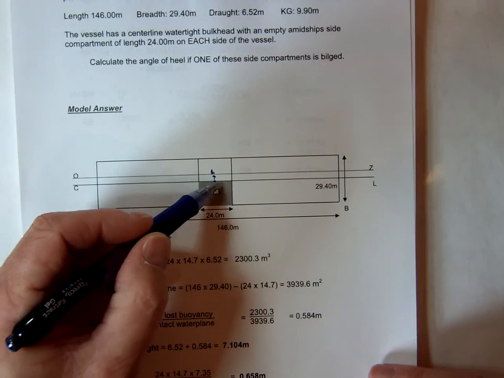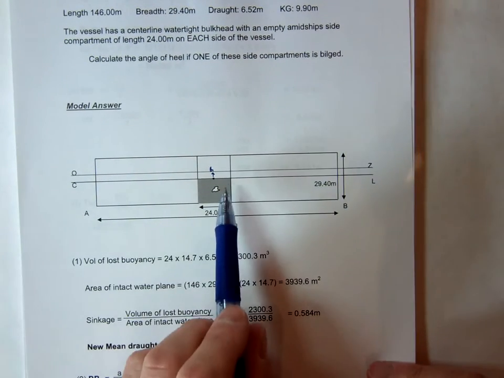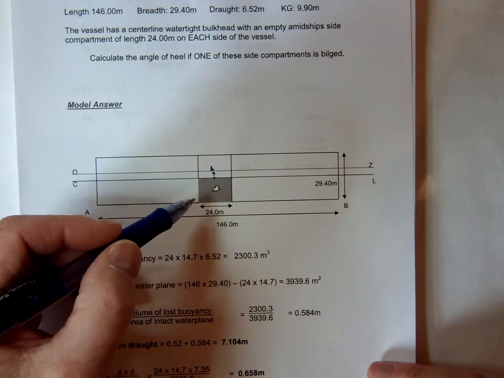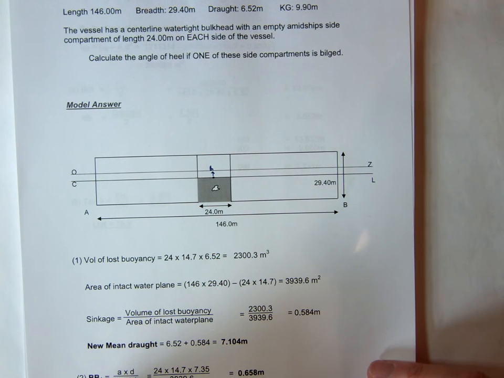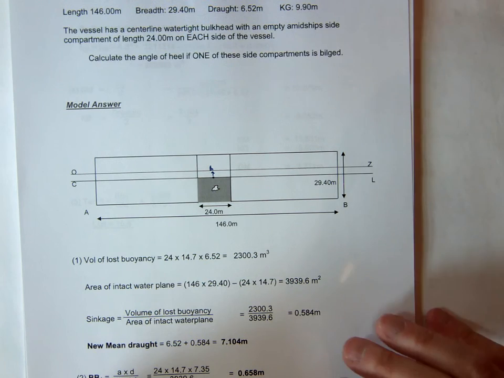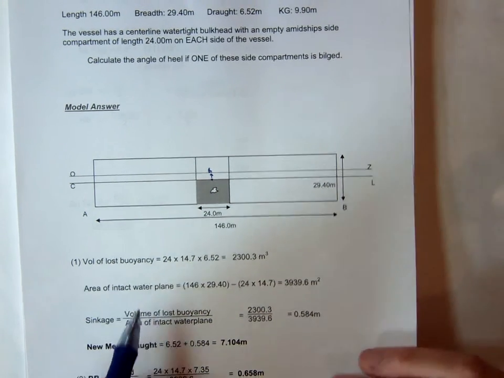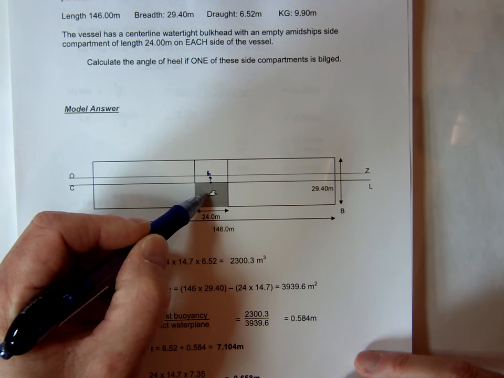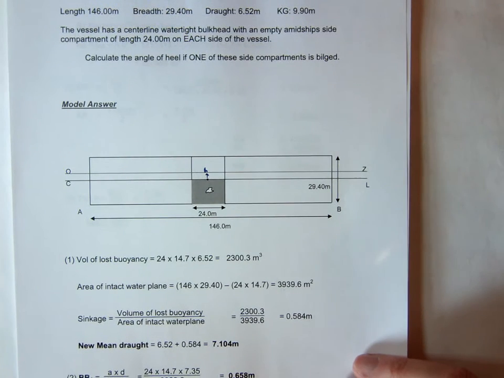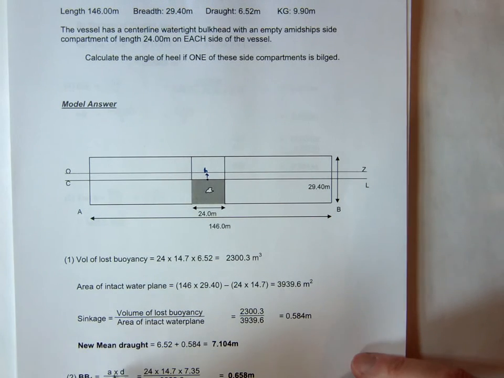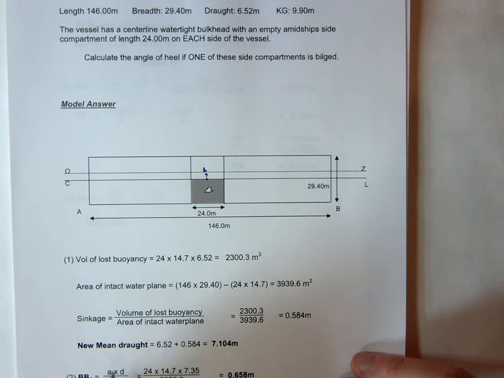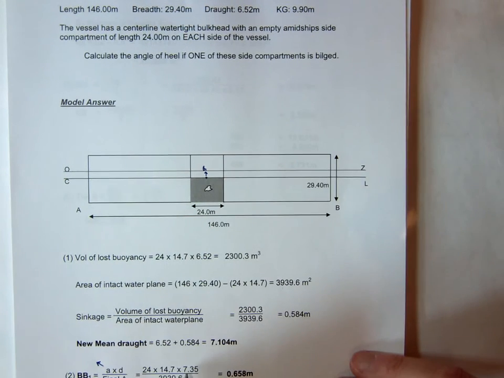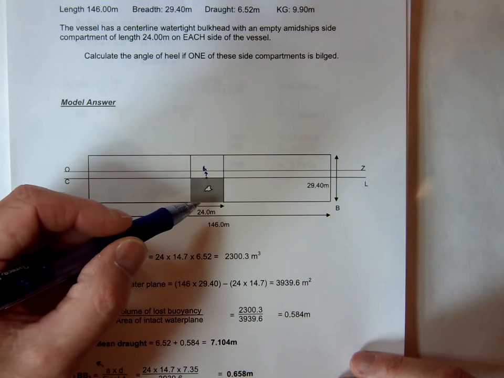Now to calculate the distance of B to B1, we need to get this area here, A times D, and put it over the final intact water plane area. This area here we must also multiply by the distance from the centre to the centre line, to give us the value on top there. So the area times D represents the moment. A represents the area, 24 by 14.7, and D represents the distance, 7.35.